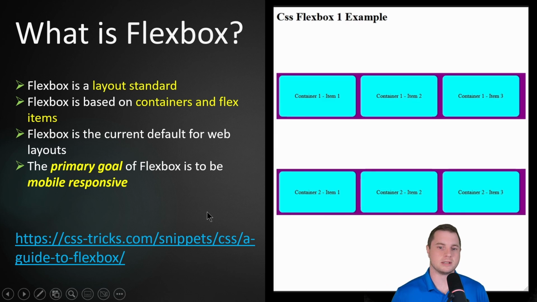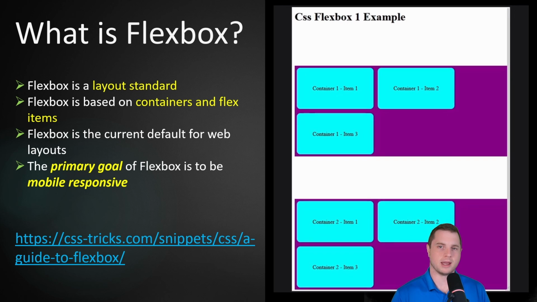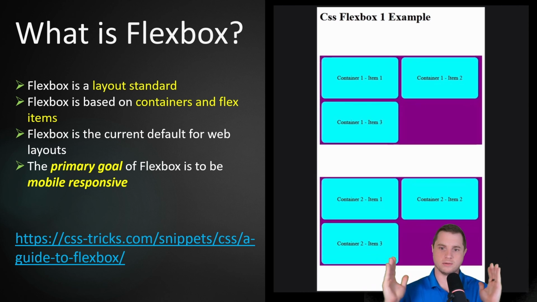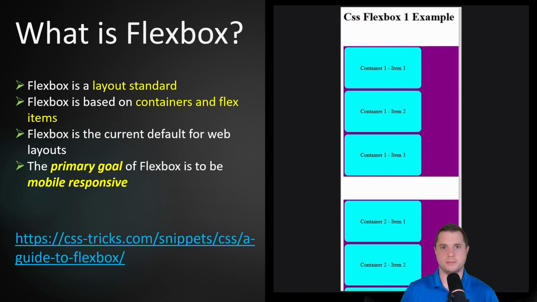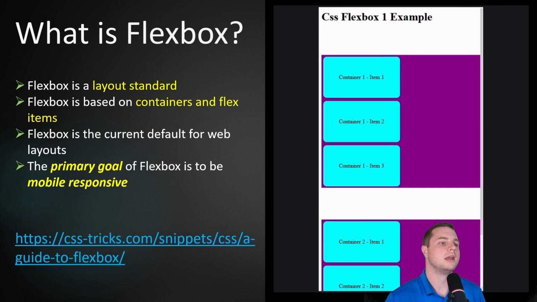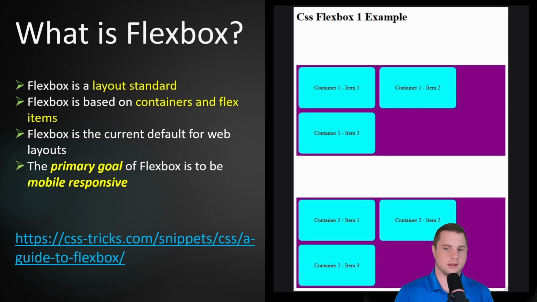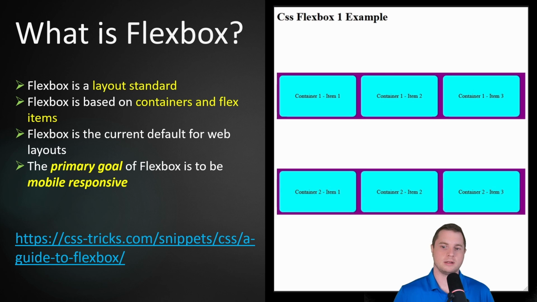So the purple is the container, the blue are your flex items. As the screen continues to shrink, the width that's available continues to shrink as well. And if an item is too big for the container that it's in, it's going to flex down to the next row. Like so. And as the screen gets bigger, the container gets wide enough to hold all three items, and then it becomes a single row once again.